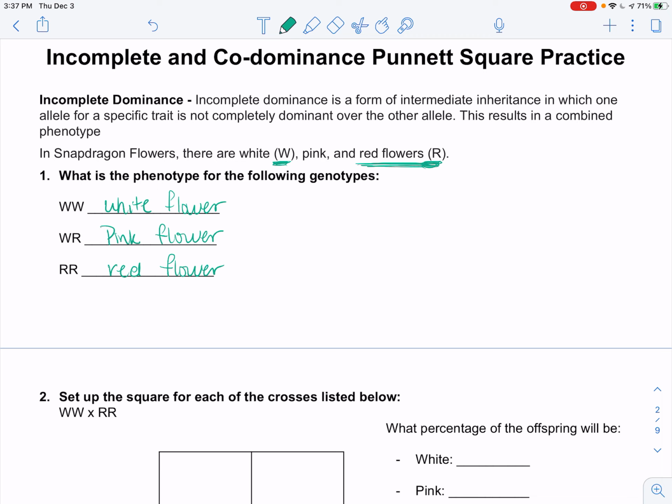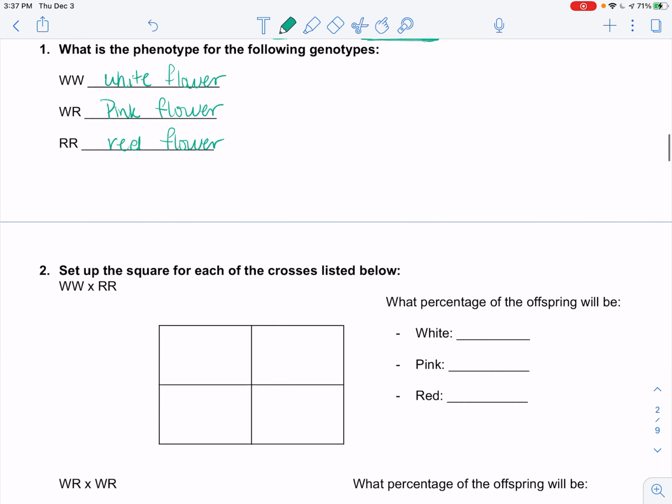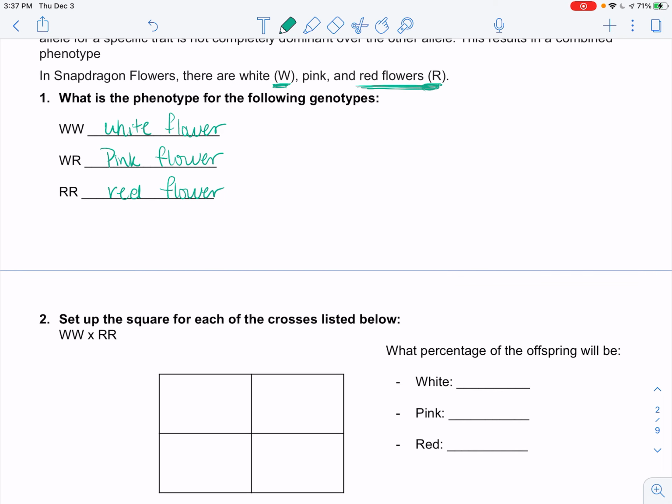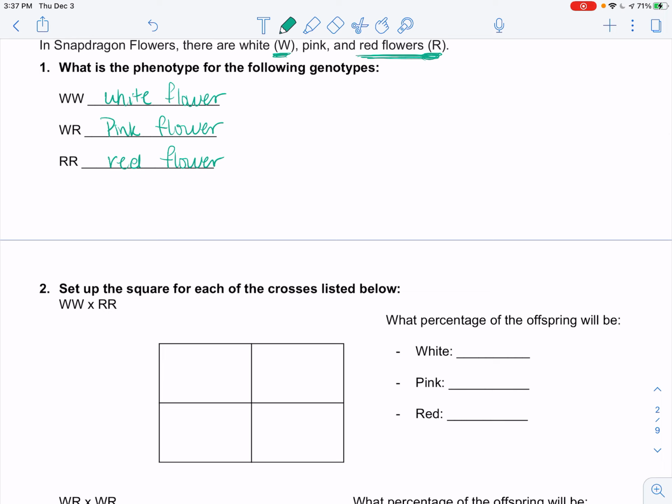Okay. So when we set these up, we set them up the exact same way as we did the monohybrids. It's just that the phenotypes are going to look a little bit different because we have that third option. So here, we're using that same information. So W for white, big R for red. So we're going to do the same thing. So we've got big W, big R, and it really doesn't matter which side it goes on. We're going to split those.